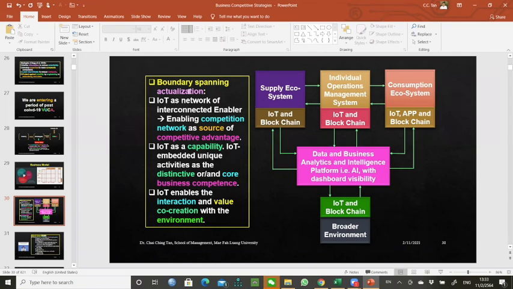We are not talking about differentiation. We are not talking about cost leadership. Differentiation is like, I'm different, but we are talking about controlling the whole world. If I can control the whole world, what do you mean by differentiation? Cost leadership, I'm controlling the whole world, I'm able to span across the whole world. That is even more disastrous.